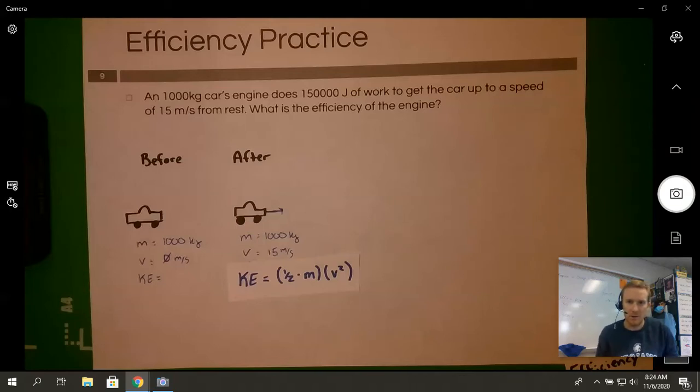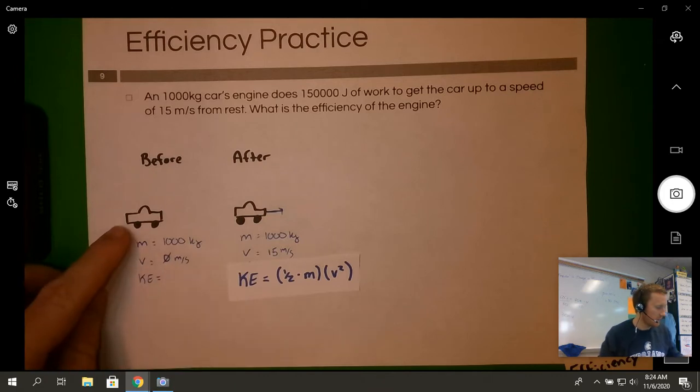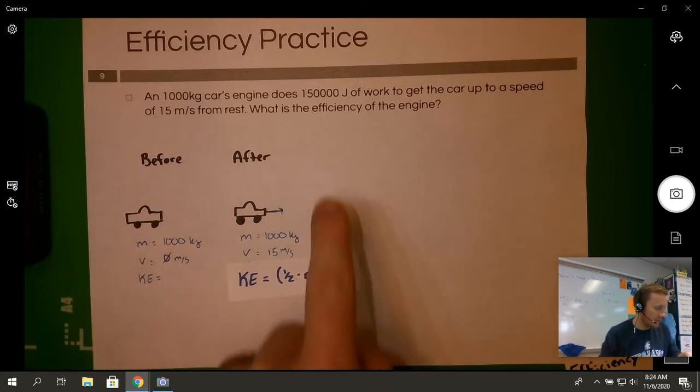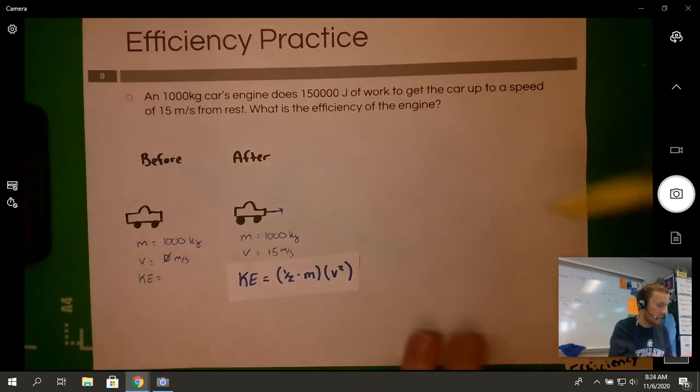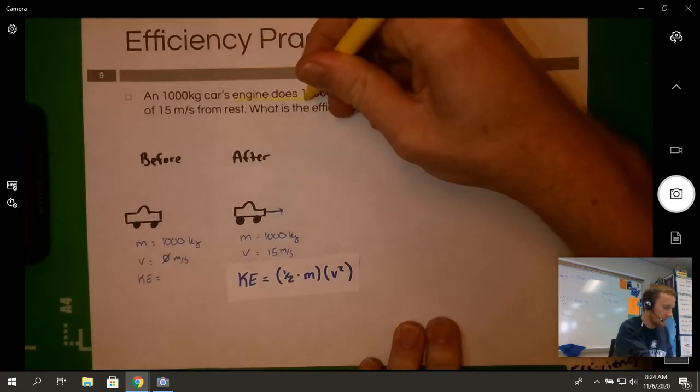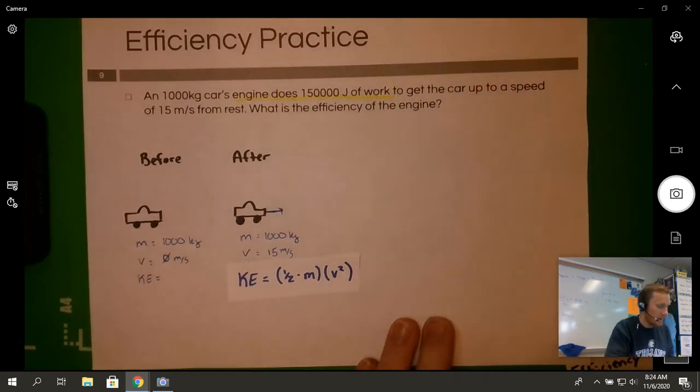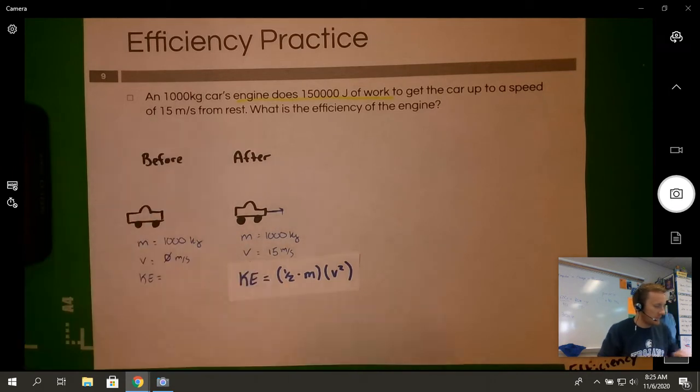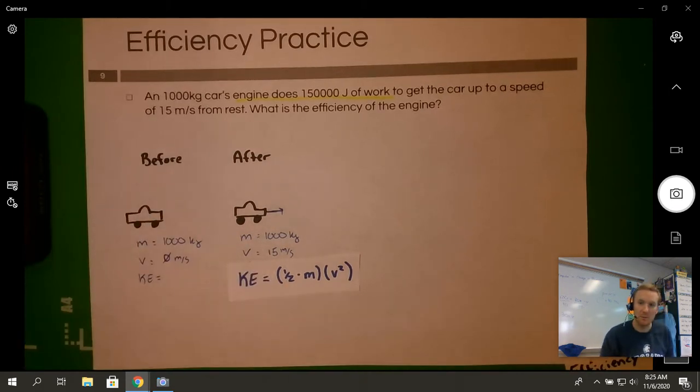All right, guys, so here's yet another practice problem from our notes. This time, instead of looking at changes in potential energy, we'll look at changes in kinetic energy. So here we have a 1,000 kilogram car. Its engine does 1,500 joules of work. So this is the amount of work the engine is doing to get the car up to a speed of 15 meters per second from rest. And we want to calculate what is the efficiency of the engine.